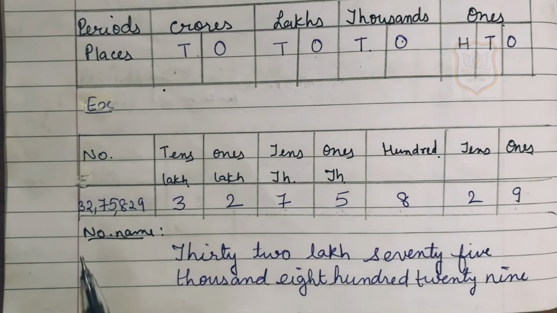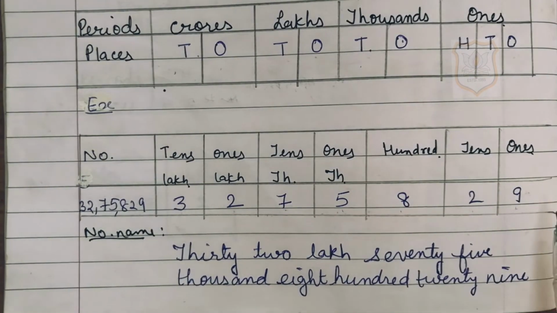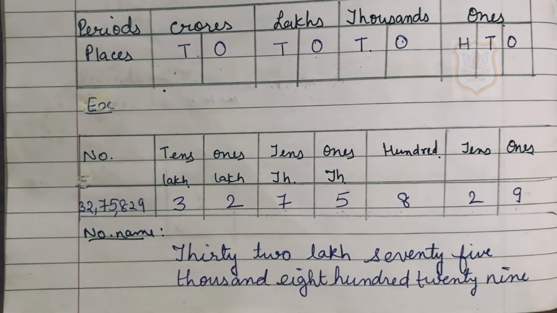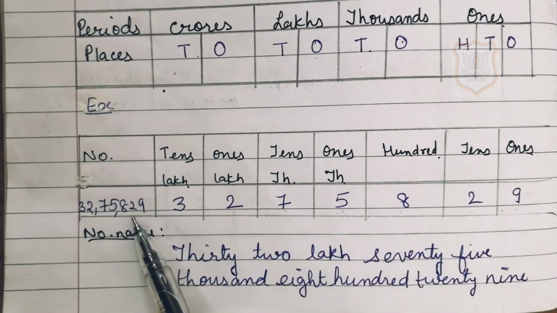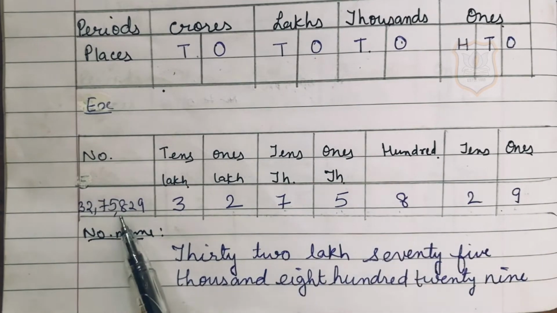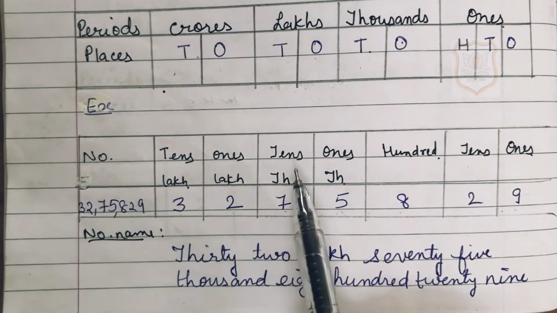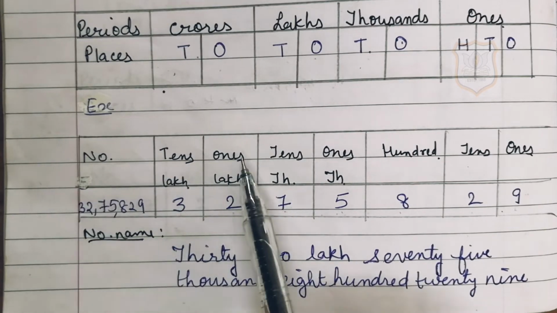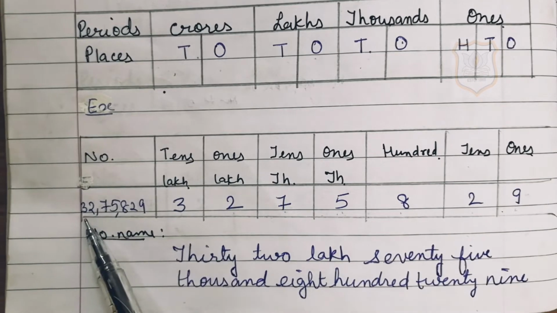I will explain this with the help of an example. Students, you can see a number is given, 3, 2, 7, 5, 8, 2, 9, and we have to form a place value chart. Here in the ones column we will write 9, in the tens column we will write 2, in the hundreds column we will write 8, in the thousands column we will write 5, in ten thousands we will write 7, in lakhs we will write 2, and in ten lakhs we will write 3.